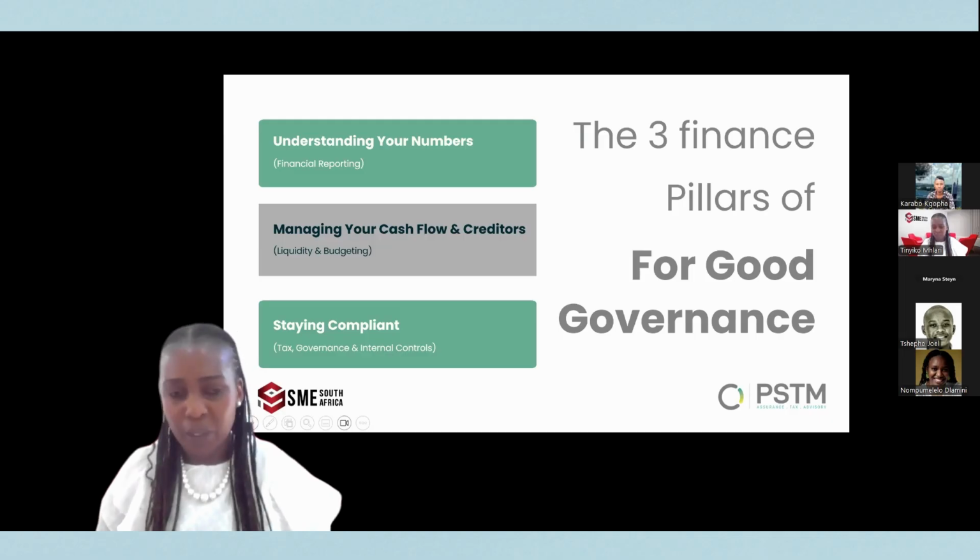You must manage your cash flow and your creditors. When you say manage the cash flow and the creditors, it's not only about looking at the numbers, it's about engaging with your creditors.